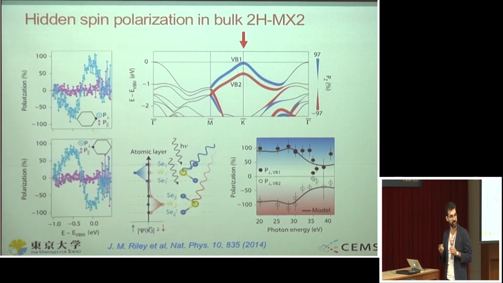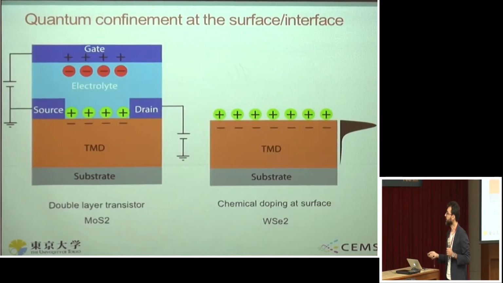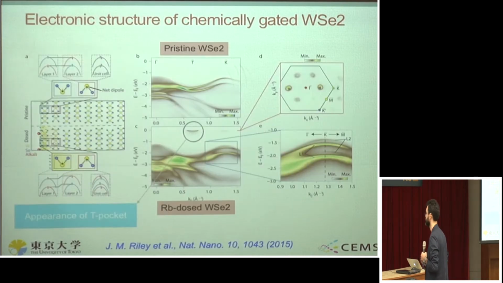You can have something which is hidden in the bulk, but since it is a spatially localized spin polarization, you can make a quantum confinement near the surface to reveal it. So if you, for example, do band bending, or chemically modify the electronic structure near the surface, you can reveal this hidden spin polarization. And this is something that, for example, our colleague has done for tungsten diselenide.